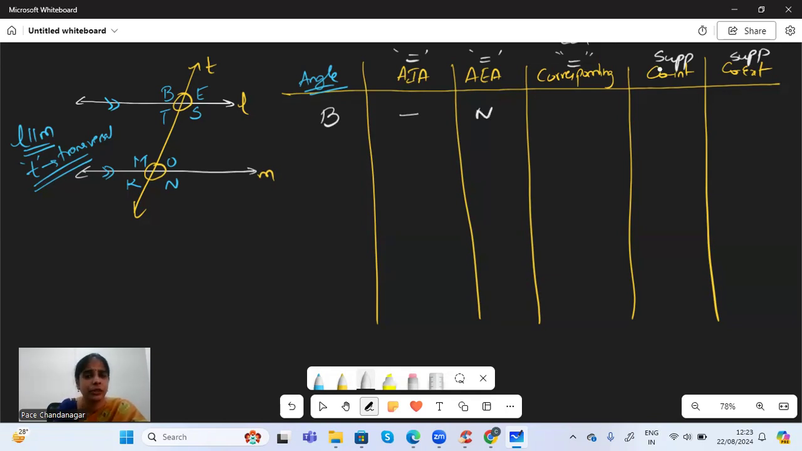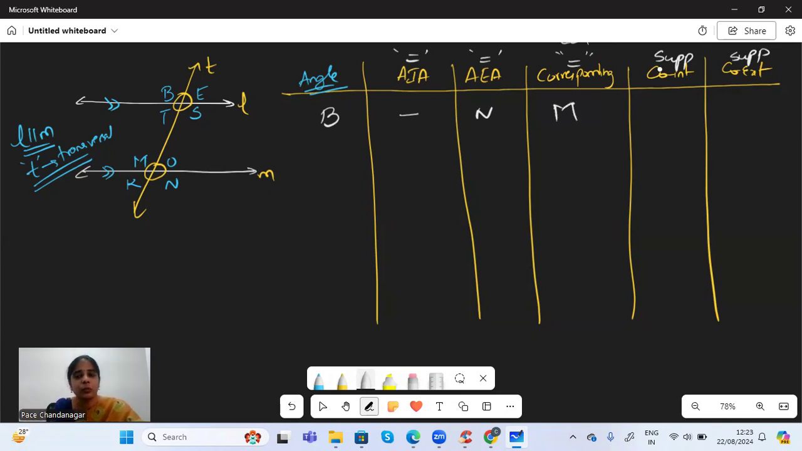Now, what is its corresponding angle? Corresponding angles are the angles lying on the same side of the transversal, one interior, one exterior. Or, a simpler way to consider it, corresponding angles are in the same positions. Now think about the first set, where is B? B is on top left. So here, top left would be M, isn't it? So the corresponding angle would be M there.